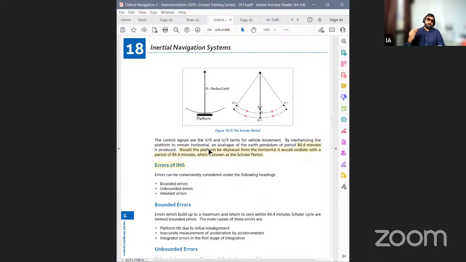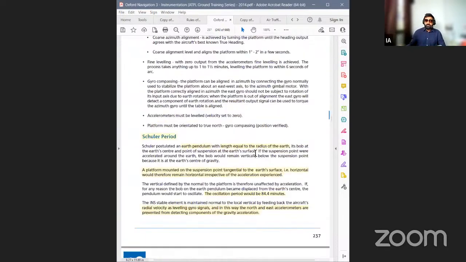If it would not be stable, then we would know that the platform would oscillate within a period of 84.4 minutes, which is known as Schuler period. But we have a stable platform because of gyros. So this is just an explanation as to why otherwise we also need stability in our gyro in short.